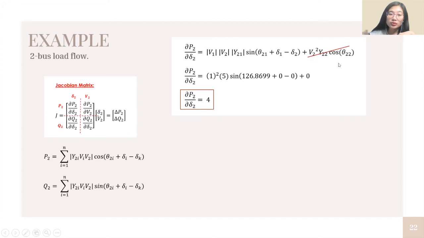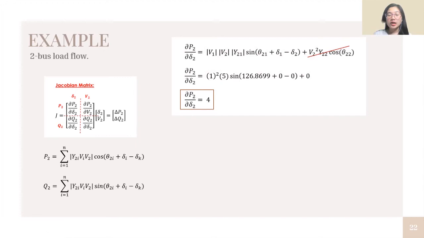So, if we are to input our values, V1 is 1, V2 natin is 1 din, kaya naka-squared na to. Our Y21 is 5. Our sine, angle ng 21 natin, nandun na yun sa Y bus admittance natin kanina, right? So, basically, ang angle ng 21 natin is 126.8699 plus 0, and yung ating delta 2 is 0 as well. And this is going to be cancelled as the value for this is 0. Now, after inputting our values, we do the math and we are going to arrive with an answer of 4. And that 4 is going to be our J11. So, input natin siya over here.